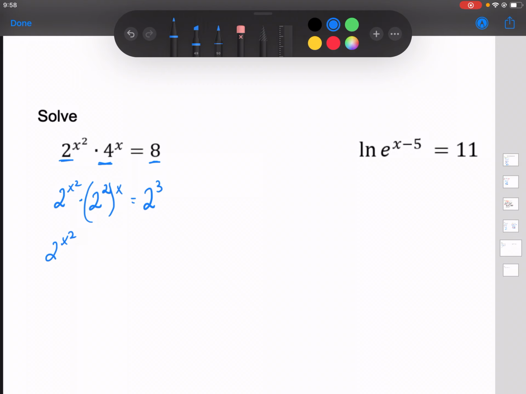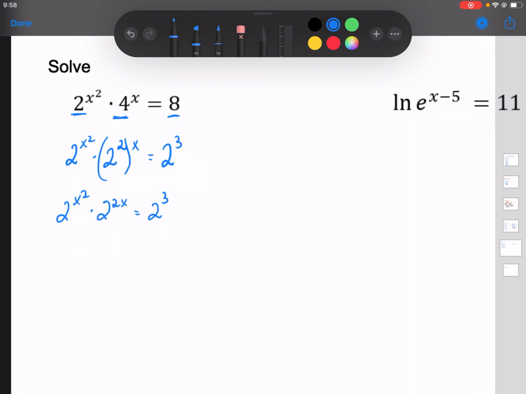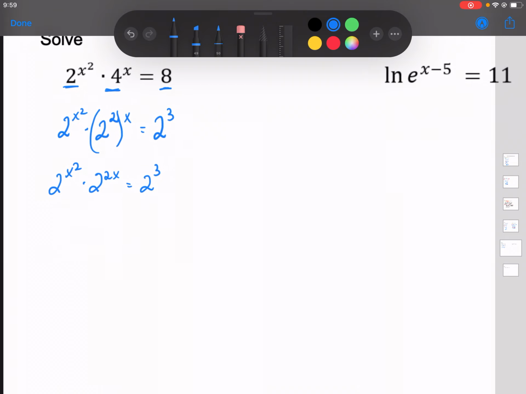So 2 squared to the x, this would be 2 to the 2x because you multiply those together. That's equal to 2 to the third. So I'm still not ready to go because I still have multiple bases on one side. So I do need to condense this. And the rule is you'll add those together. So it'll be x squared plus 2x.